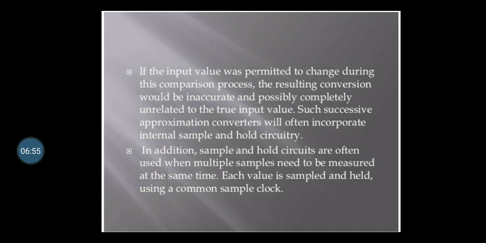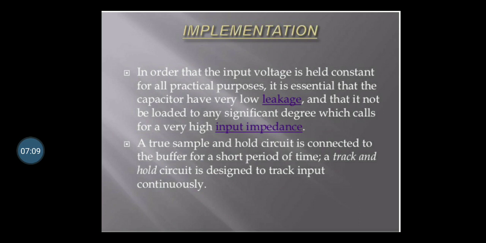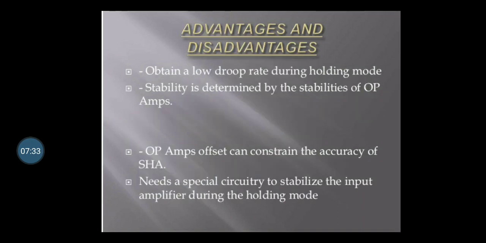In addition, sample and hold circuits are often used when multiple samples need to be measured at the same time. Each value is sampled and held using a common sample clock implementation. In order that the input voltage is held constant for all practical purposes, it is essential that the capacitor have very low leakage and that it is not loaded to any significant degree, which calls for a very high input impedance. A true sample and hold circuit is connected to the buffer for a short period of time. A track and hold circuit is designed to track the input continuously.